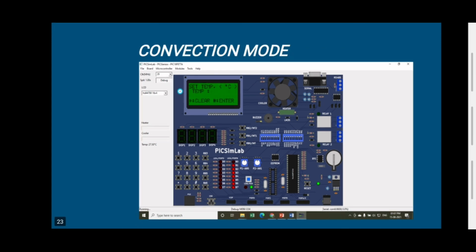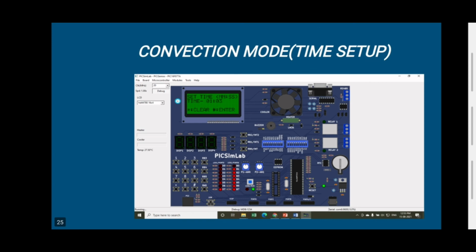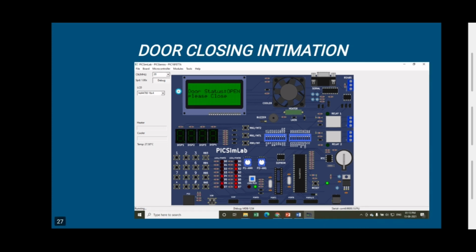And this is the conventional mode. The conventional mode preheating process. The conventional mode time setup. End of the conventional mode, cooking time is up. Door closing intimation.